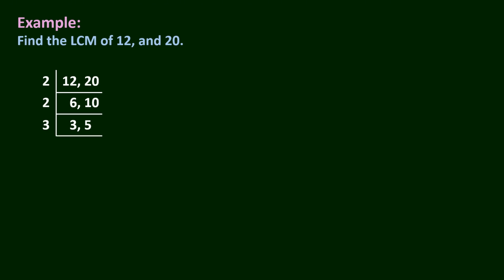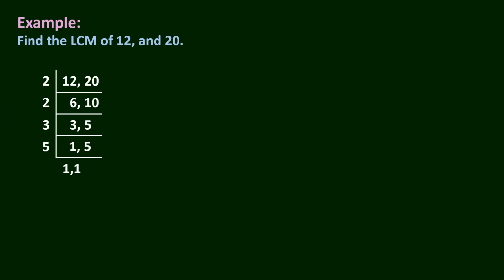When you divide 3 by 3, it is 1. But can you divide 5 by 3? No, you cannot divide 5 by 3. If you cannot divide 5 by 3, leave it as it is. So 1, 5. Then jump into the next prime number, that is 5.